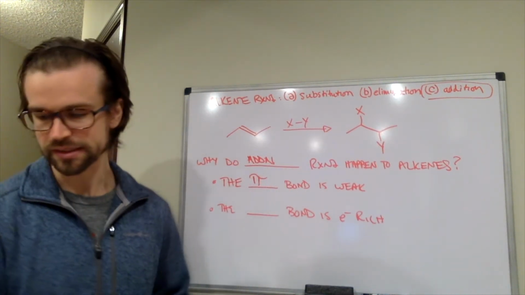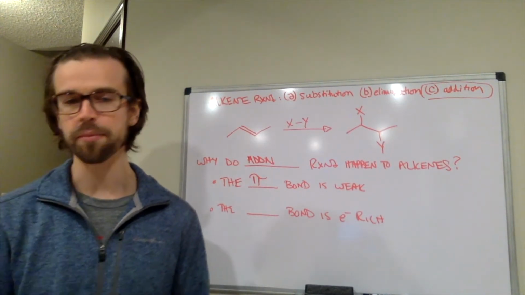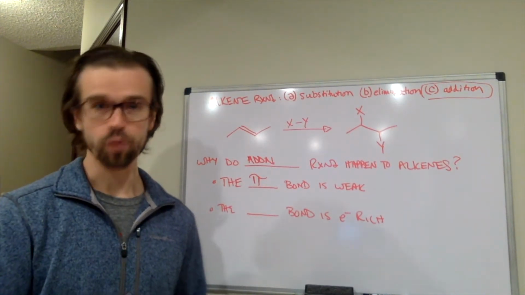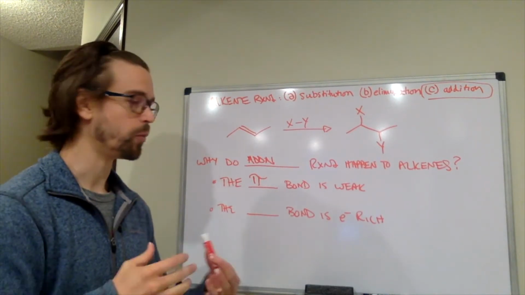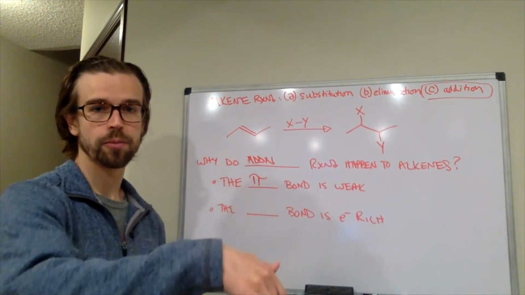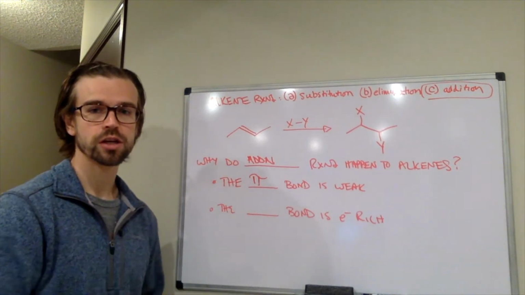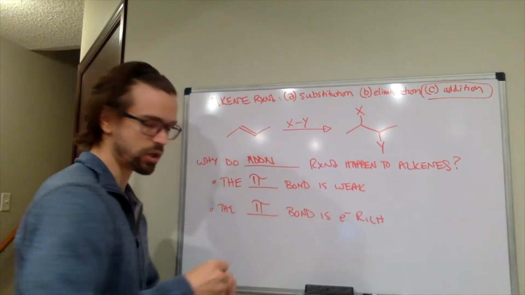Remember, a CC sigma bond is 368 kilojoules per mole. A CC pi bond is over 100 kilojoules weaker, 267 kilojoules. Weaker bonds are more reactive. Also in organic chemistry, negatives flow to positives. We have a negatively charged pi bond, so the pi bond is electron rich and negatively charged.